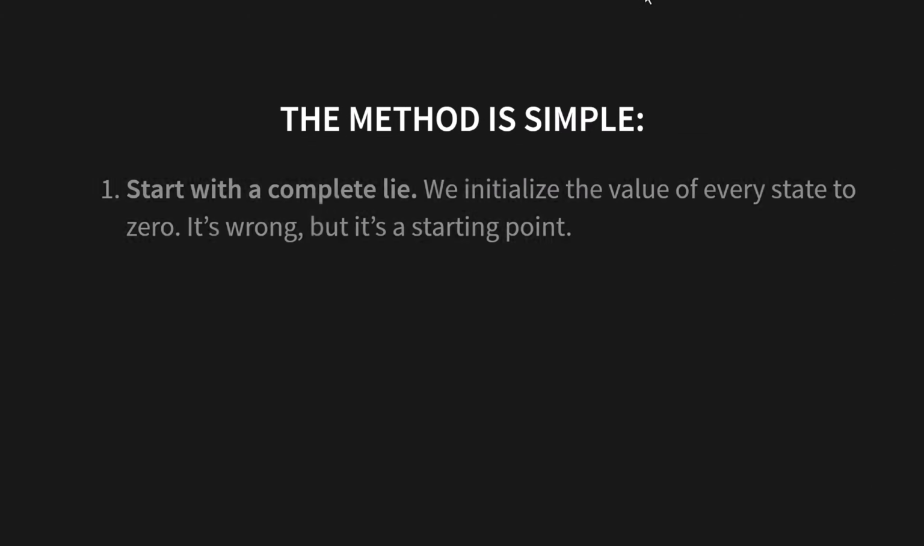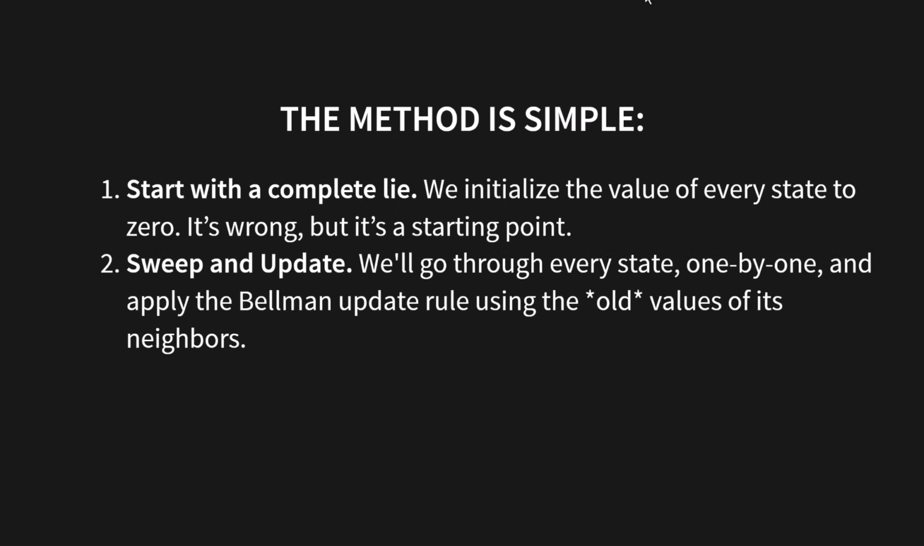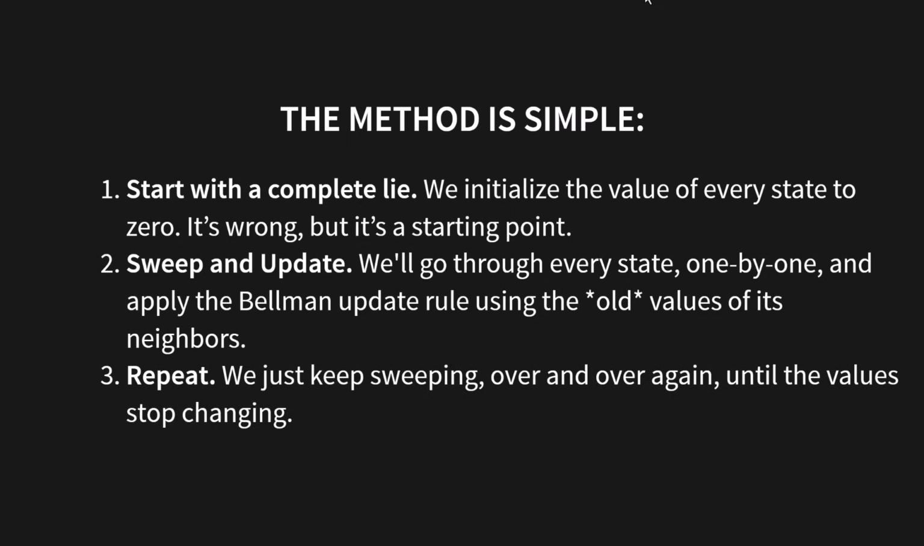First, we start with a complete lie. We'll just initialize the value of every single state to 0. It's totally wrong, of course, but it's a starting point. Second, we sweep and update. We'll go through every state one by one and apply that Bellman update rule, using the old values of its neighbors to calculate a new value for the current state. And third, we just repeat. We just keep sweeping through all the states over and over again. With each sweep, the values will get a little less wrong. Each update, a tiny echo of the truth from the real rewards will ripple through the system.